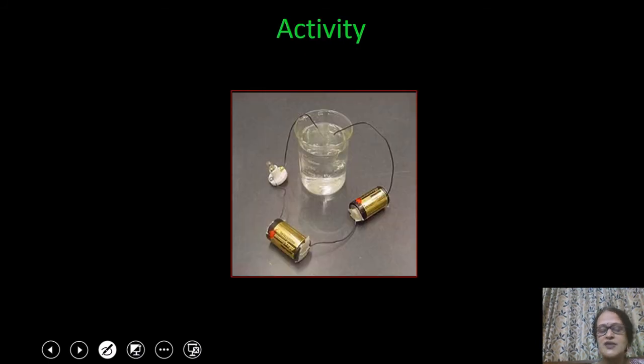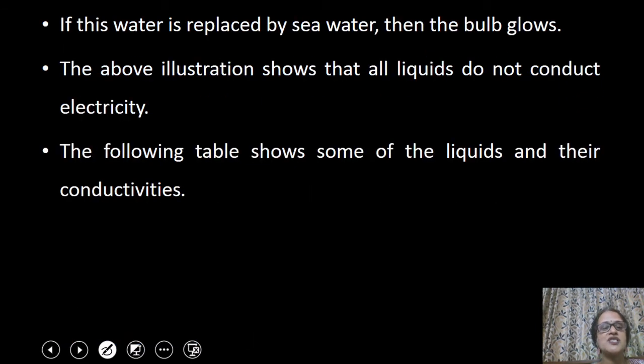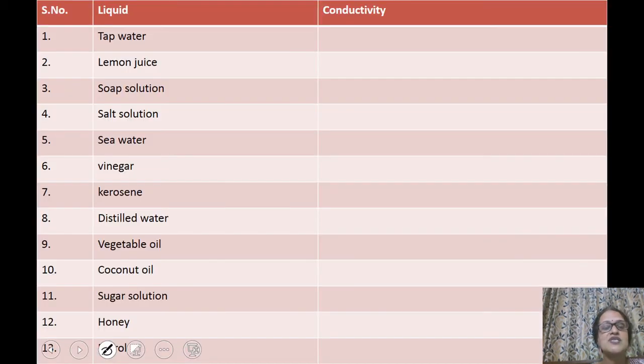The same diagram is shown here. We have taken a battery, and the connection is the activity which I have just explained to you. Now this activity shows that some of the liquids are conducting and some of the liquids are not conducting. We can repeat this activity with different samples of liquids. If we take tap water, we know that tap water is a good conductor because tap water conducts electricity. So I am writing here, it is a good conductor.